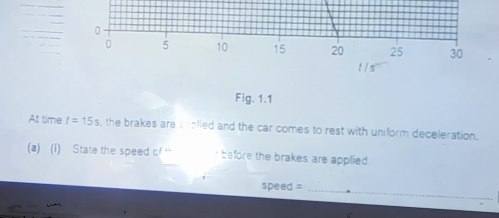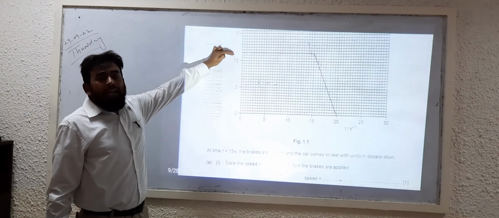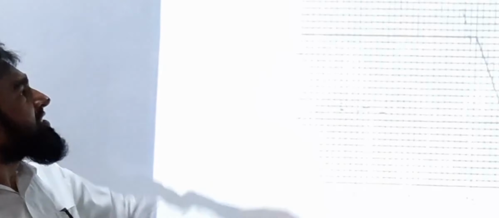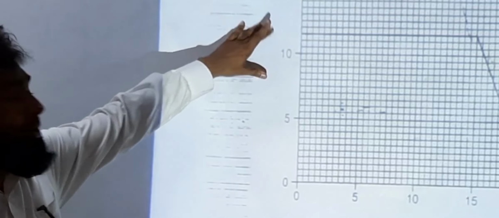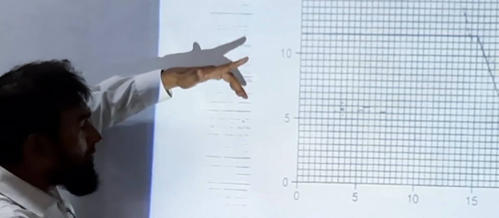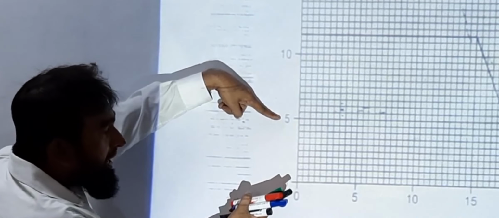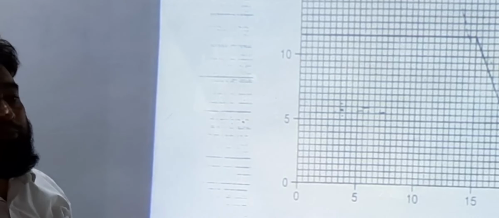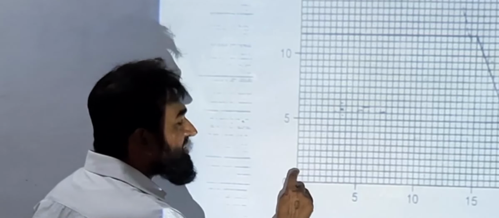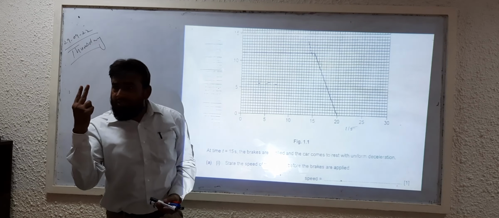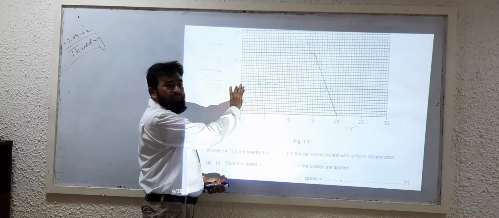Now, here you can see 11.5. Now, listen to me very carefully. Actually, sometimes students do not follow how to read the graph. Because here, if you are observing from 0 to 5 interval, this interval of 0 to 5 is divided into how many boxes? 10 boxes. It means for 1 meter per second, there are 2 boxes. You will have to observe this very carefully.